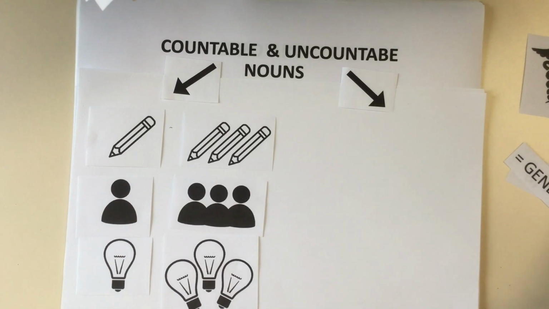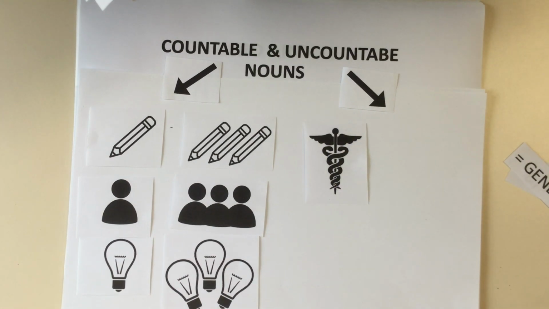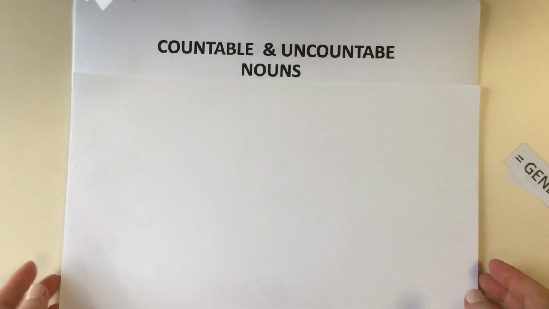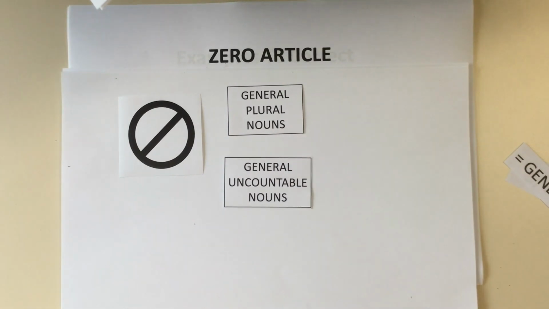Uncountable nouns are nouns that do not have a plural form. They always appear in the singular. They are often abstract or intangible, like health, or too small to be counted separately and therefore considered as a mass, like salt. Now that you understand the difference between countable and uncountable nouns, we can get back to the zero article. The zero article is used in front of general, plural, countable nouns and general, uncountable nouns.